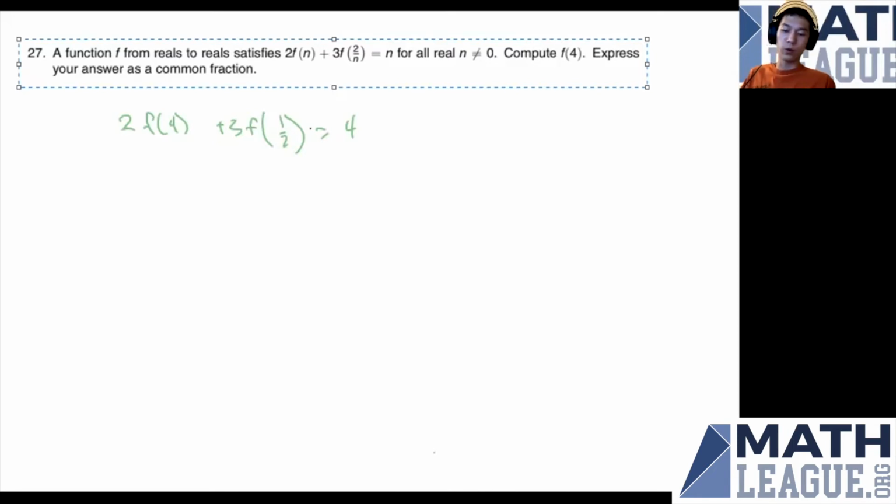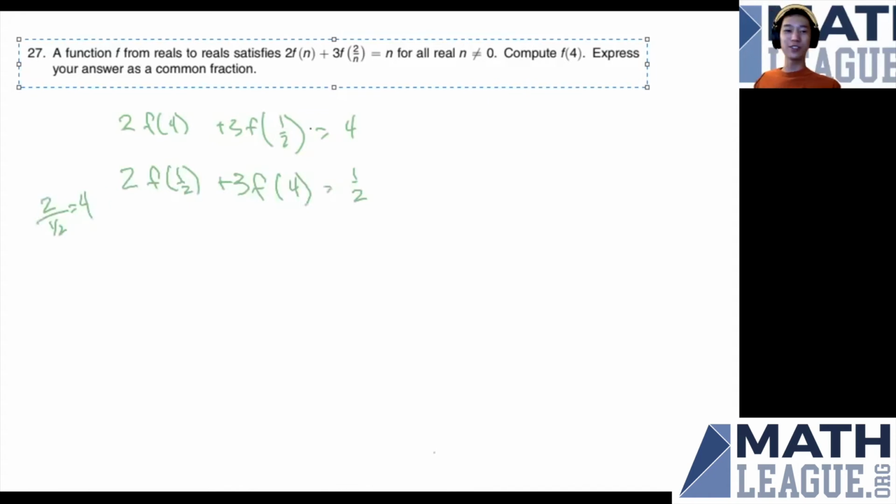So now we need to find f of 1/2. And now it feels like we're going in circles, right? We need to find f of 4, we plug in 4, but now we need f of something else. But let's just keep going and see where it goes. What if n is 1/2? Then we have 2f of 1/2 plus 3f of 2 over 1/2, which is 4, is equal to 1/2. Now if we know what f of 4 is, then we can figure out what f of 1/2 is, but we need f of 1/2 to figure out what f of 4 is.